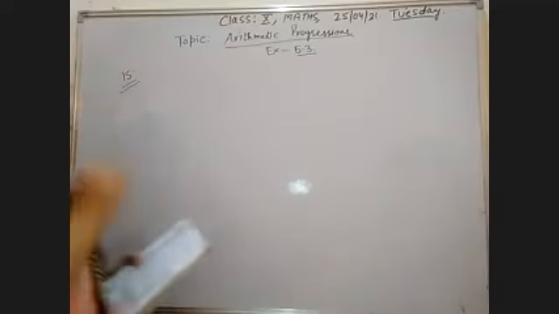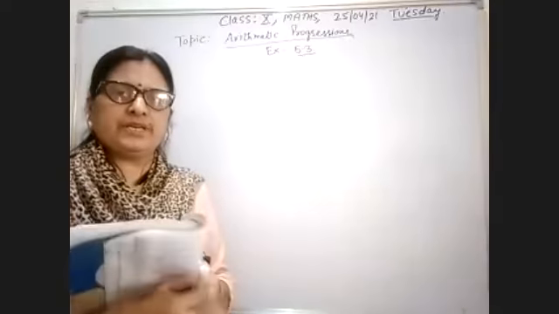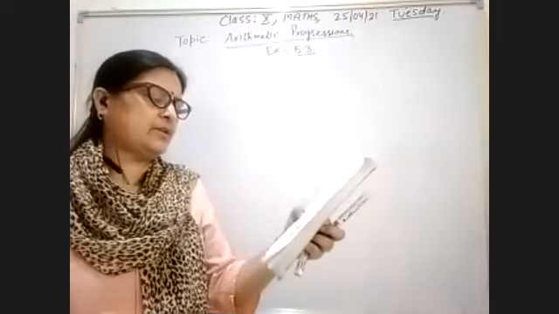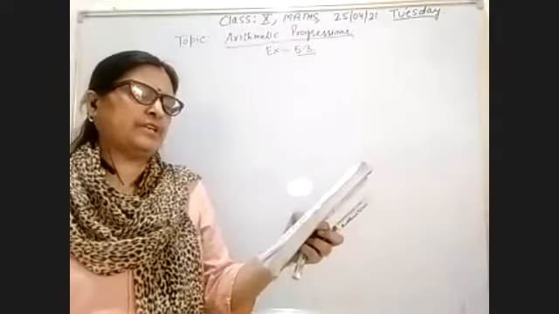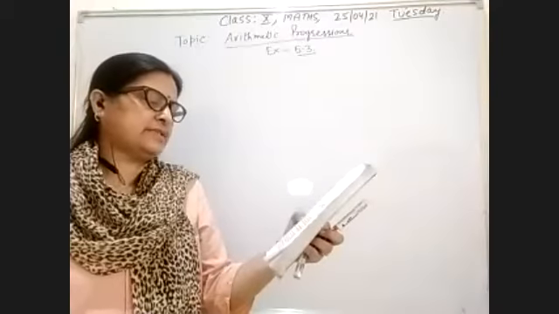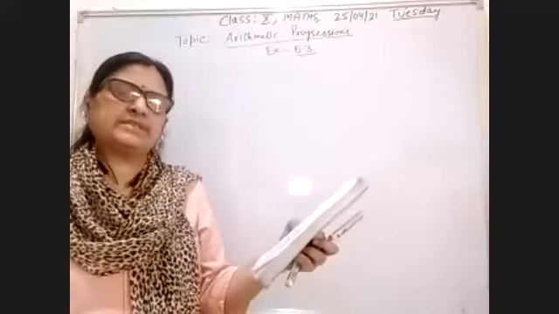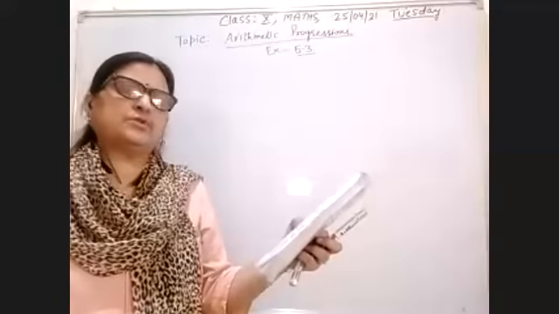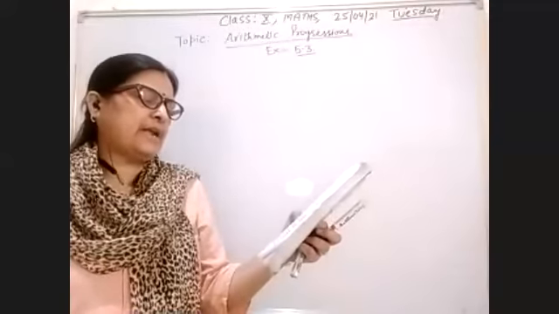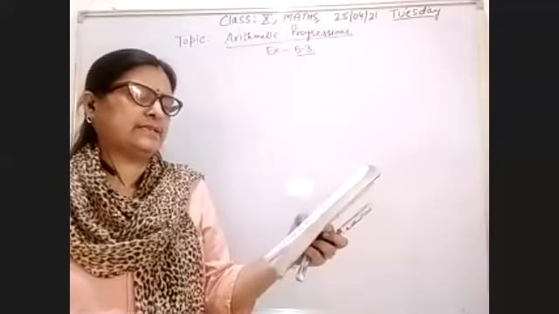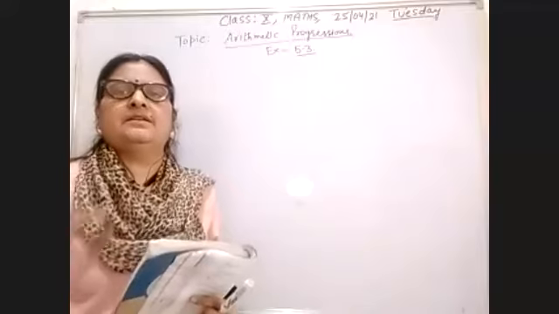Question number 15, open your notebook and read the statement along with me. The statement is: a contract on a construction job specifies a penalty for delay of completion beyond a certain date as follows. Rupees 200 for the first day, rupees 250 for the second day, rupees 300 for the third day, and the penalty for every succeeding day being rupees 50 more than the preceding day.